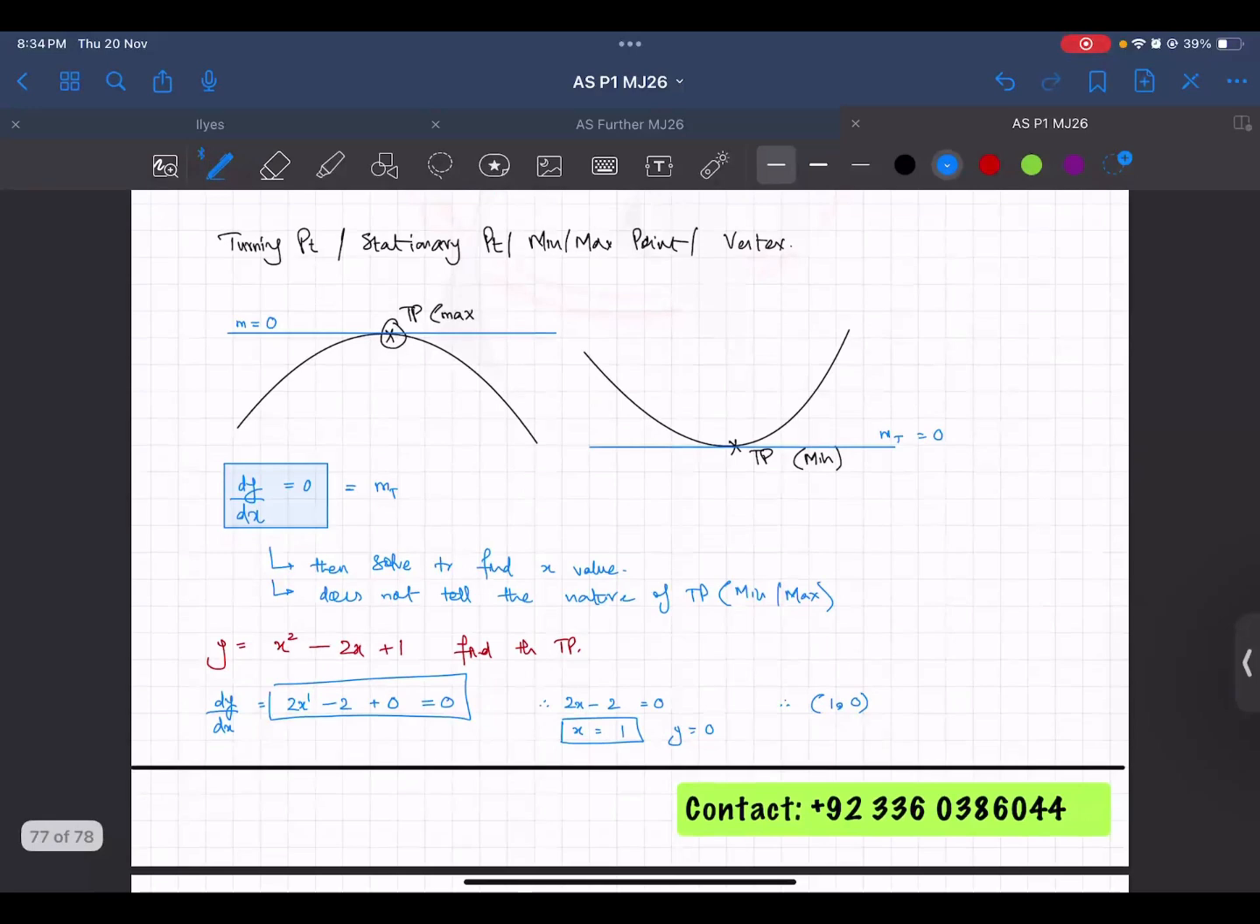Now you have the background. Why are you equating to 0? Because the tangent is horizontal at a turning point. And a horizontal tangent means the gradient is 0. And the gradient of the tangent is 0. This means dy by dx is 0, because dy by dx is the gradient function for the tangent.